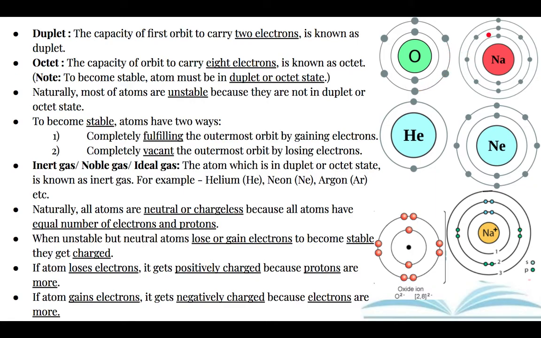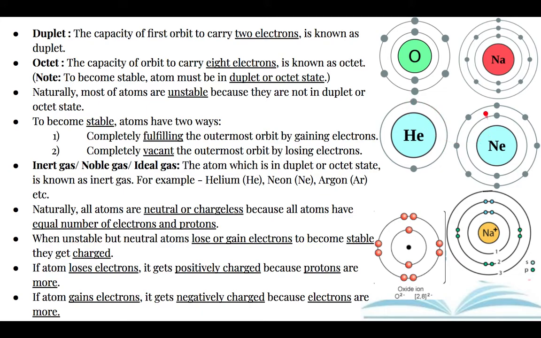Similarly, if you go to sodium, then this outermost orbit can carry 8 electrons, but it has only 1. That means it is also not completely fulfilled by electrons. So here oxygen and sodium both are unstable. But if we come to helium and neon, then helium, this is the first orbit, so it can carry 2 electrons, and you can see here helium's outermost orbit is completely fulfilled. So such an atom is stable.